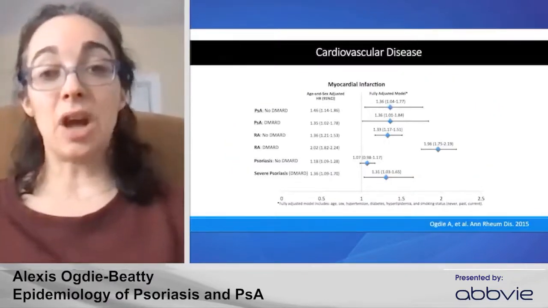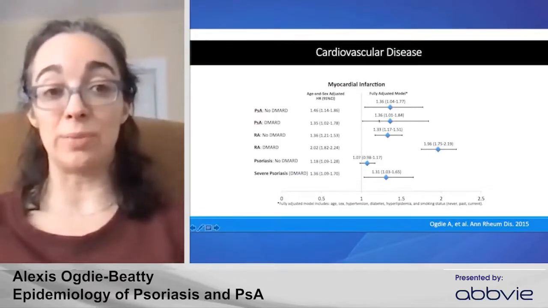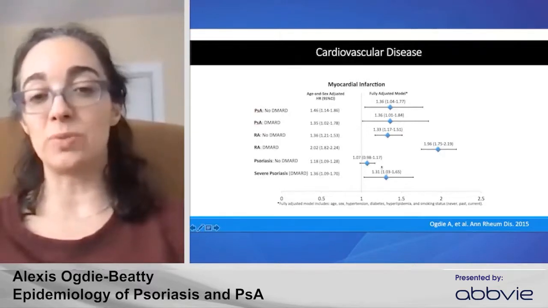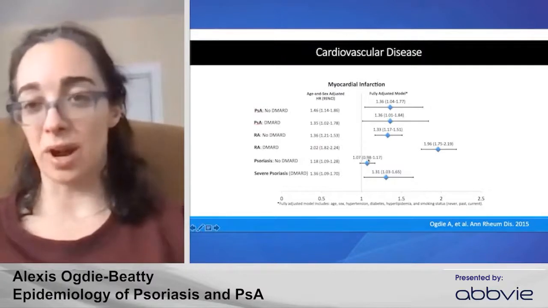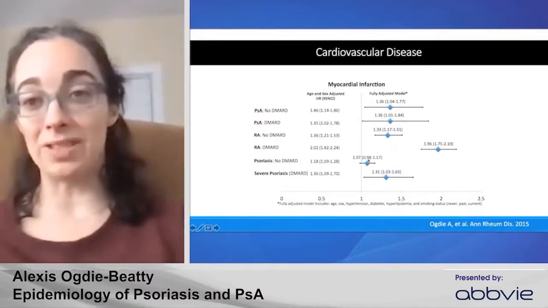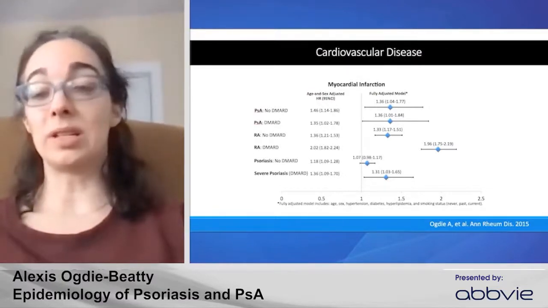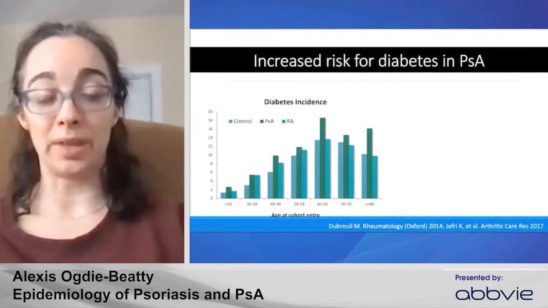All right, next onto the cardiovascular comorbidities. So myocardial infarction is significantly increased in both psoriatic arthritis and psoriasis. In fact, mostly in patients with more moderate to severe psoriasis, as opposed to less severe psoriasis. Patients with mild disease probably don't have a significant increase in cardiovascular disease. So it's important to monitor for cardiovascular disease, as I already mentioned, by screening for lipids, for example.